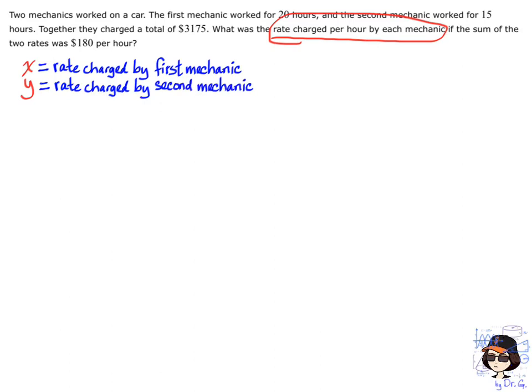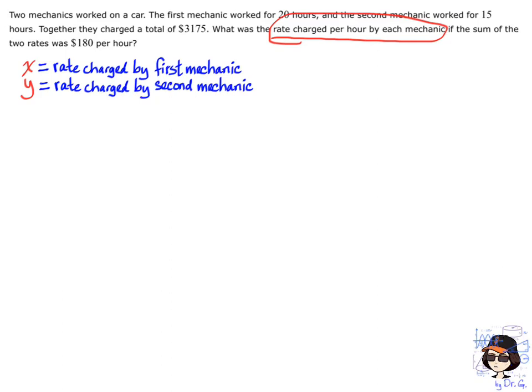So always write that down, okay? Notice I didn't say X equals first mechanic and Y equals second mechanic because X and Y aren't people, they're numbers, okay? So X is the rate that's charged by the first mechanic and Y is the rate that's charged by the second mechanic. So make sure you're really clear about what your variable represents. Okay, so now, since we have two unknowns, we need to have two equations. There's no way we can solve a single equation that has two variables in it.